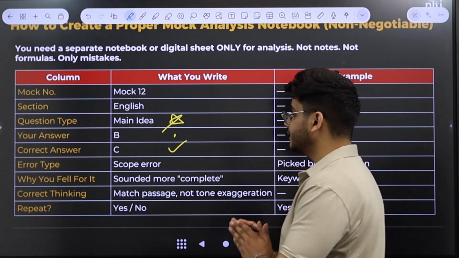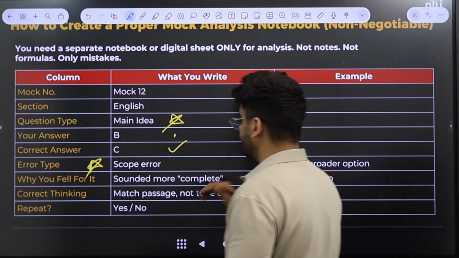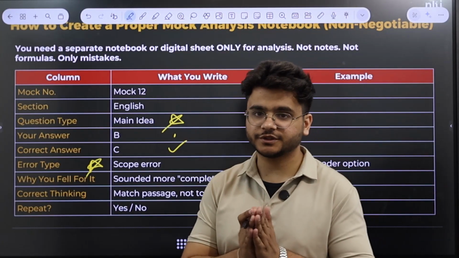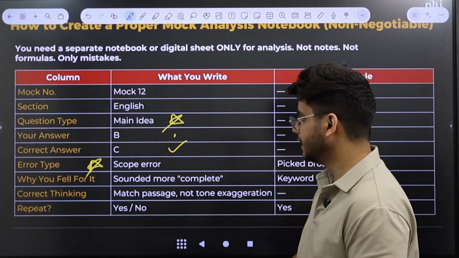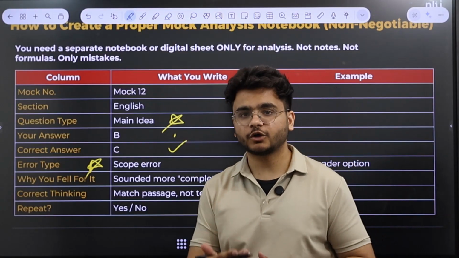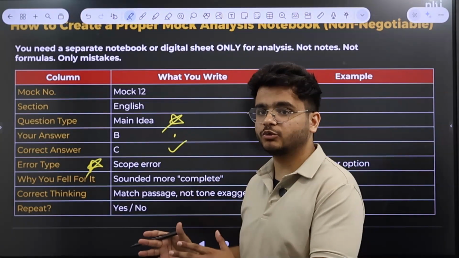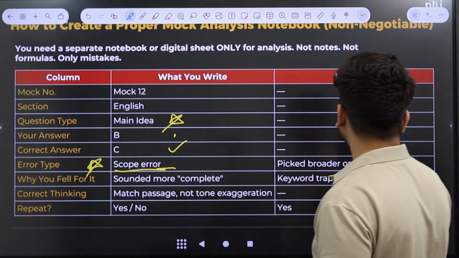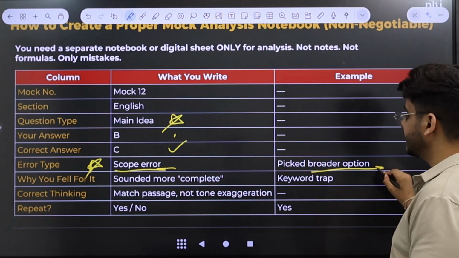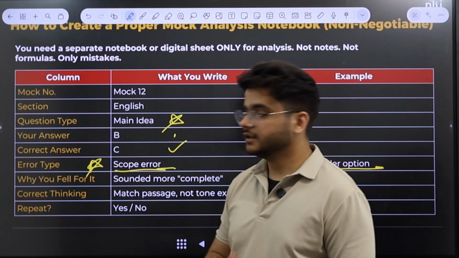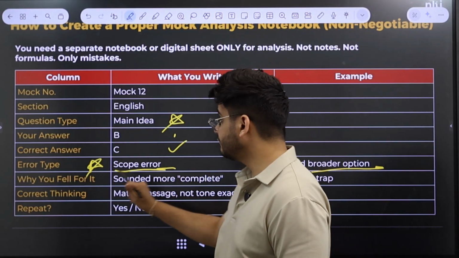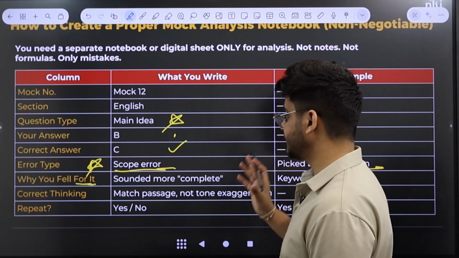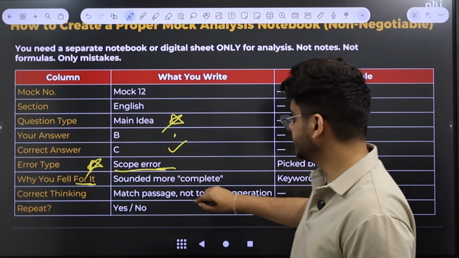Then write the error type, very important. Was it a scope error? Let's say you are asked a question, what is the main idea of the passage? And you choose a broader option rather than the narrower one. So was it a scope error? You picked the broader option and the answer was a narrow option. Very important for you: why you fell for it? Again, in one line you've got to describe why you fell for the wrong option.